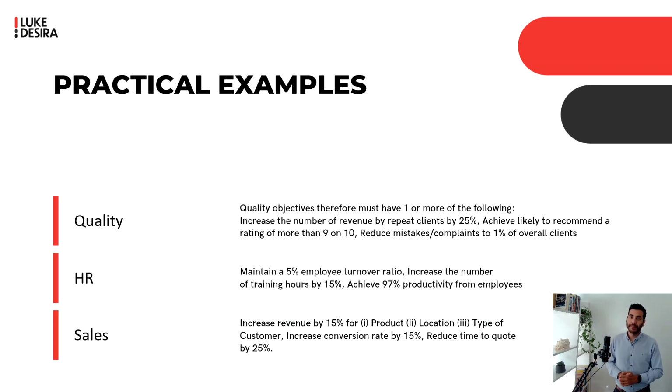And here you have more examples relating to quality. For example, it can be to increase the revenue that is generated by clients, how likely clients are to recommend us, or the number of mistakes or complaints that we receive. And as you can see, they are not clean cut. So it's not that if it's a quality metric, then we only have to speak about the number of defects or rejects that we have as an organization. It can also be, for example, the revenue that is generated by repeat clients. And invariably, if clients are buying from you multiple times, it would mean that they are happy with your service. We can have objectives relating to HR, and we can have objectives relating to sales.